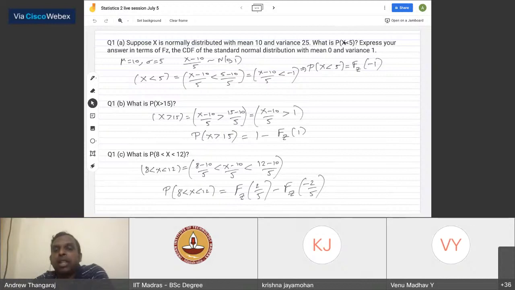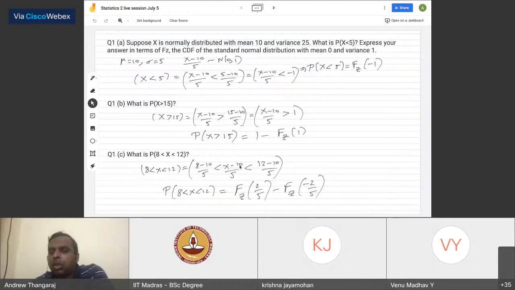Any event that's given in terms of x, you transform it to (x minus 10) by 5. So when you do this, less than 5 is going to go both ways here, and then (x minus 10) by 5 is less than 1. So this is (x minus 10) by 5, which is normal 0, 1, and that is just FZ of minus 1. And greater than 15 also goes through the same thing, except that this 1 minus would come because this is greater, and you'll have to just look at that and evaluate.